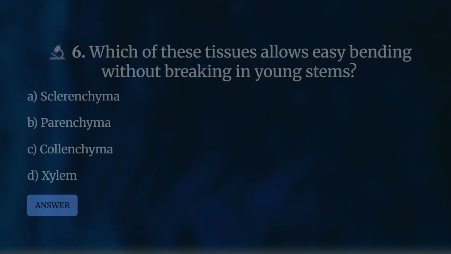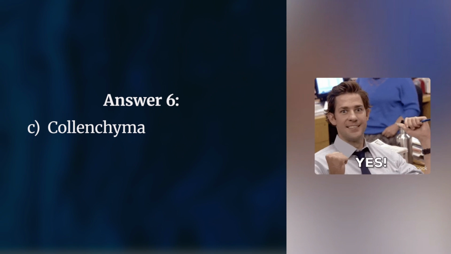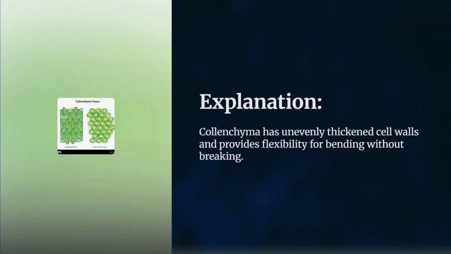Question number 6. Which of these tissues allows easy bending without breaking in young stems? Options are sclerenchyma, parenchyma, collenchyma and xylem. And the correct answer is option C, that is collenchyma. Collenchyma has unevenly thickened cell walls and provides flexibility for bending without breaking.